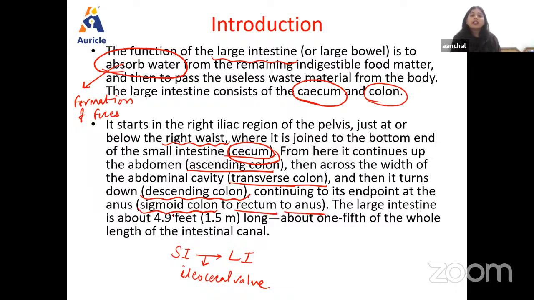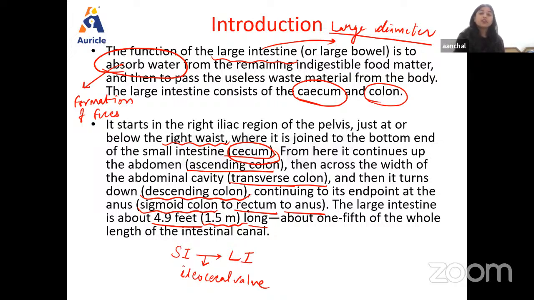The large intestine is around 1.5 meters long, about 4.9 feet, about 1/5 of the whole length of the intestinal canal. And why is this known as the large intestine? Because of its large diameter. The diameter of the large intestine is greater than the small intestine. That's why it is known as the large intestine. But if we look at the length, it is less than the small intestine, right? So here we have discussed some functions and the parts of the large intestine.